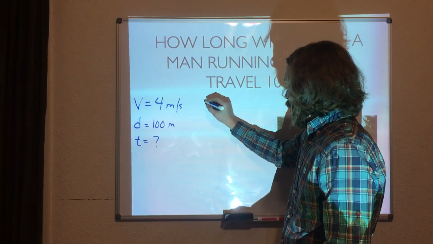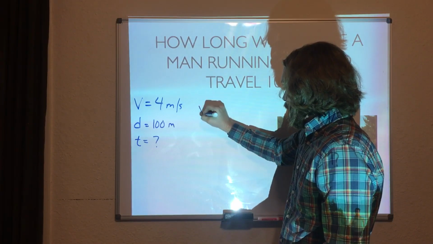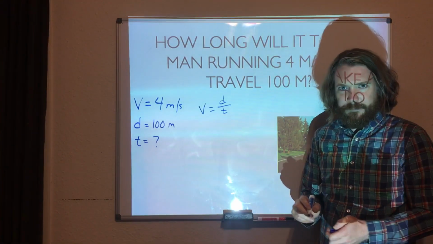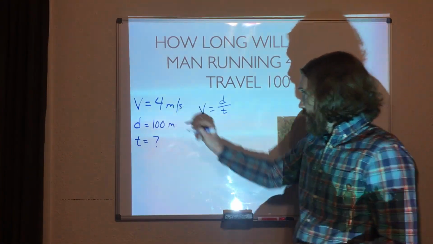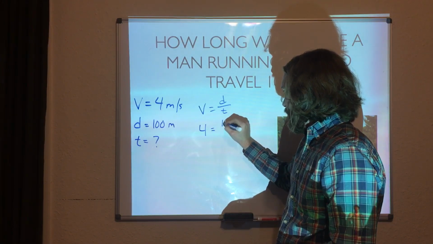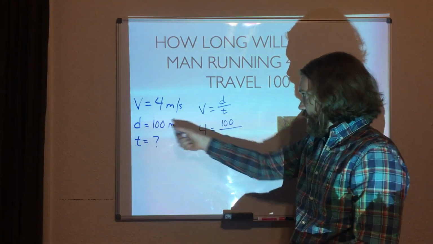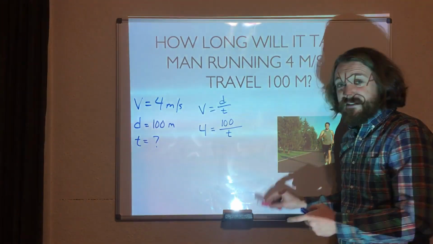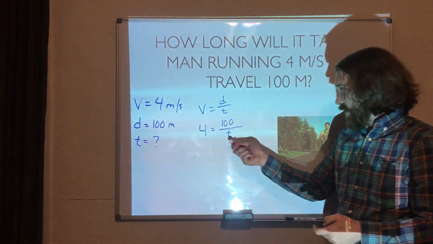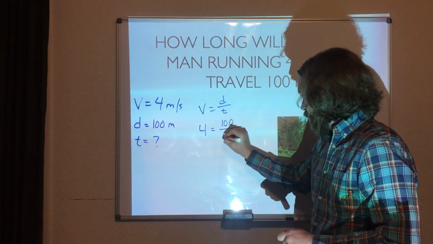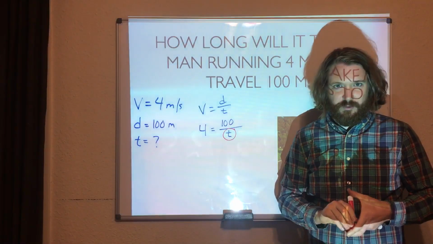Now I'm going to write down my equation. My equation is velocity equals distance divided by time. Okay, I'm going to plug my numbers in. My velocity is 4. That equals my distance, which is 100, divided by T. Okay, now if you remember, this is the trickiest whenever you're trying to find the bottom of the fraction, because there's 2 steps. First thing we do, circle the variable.